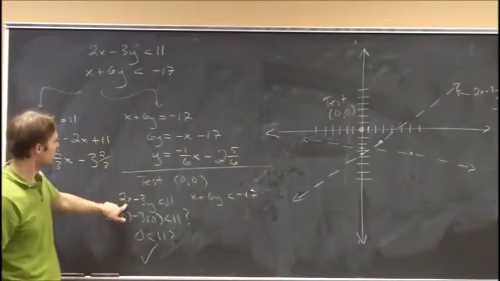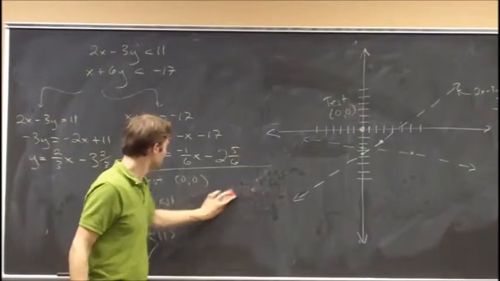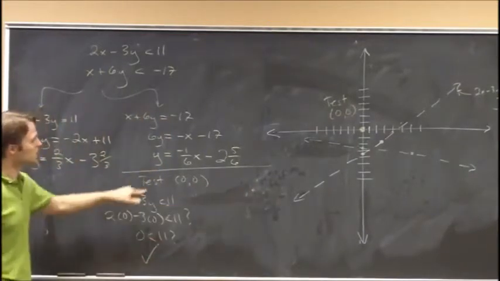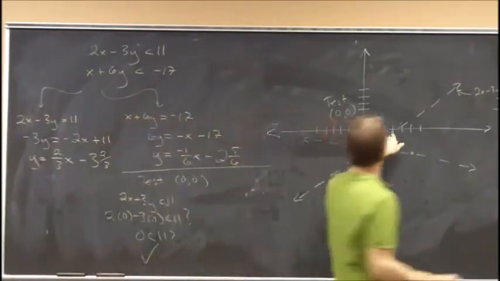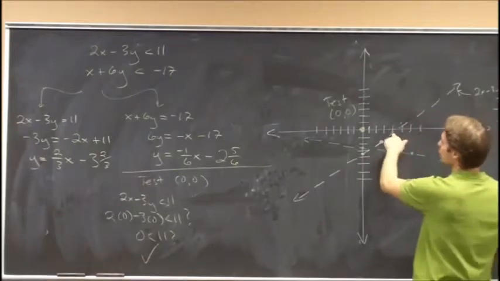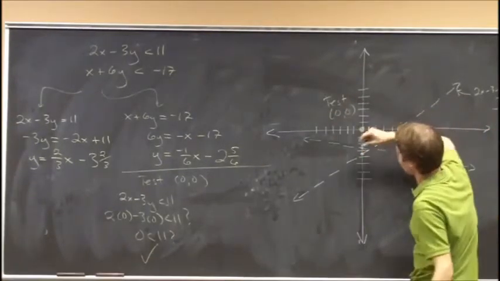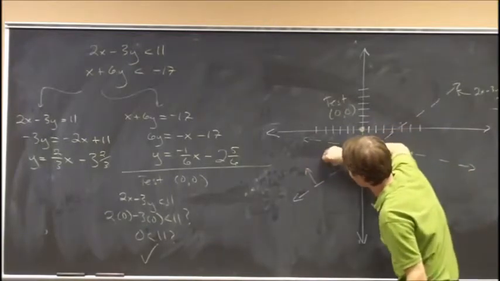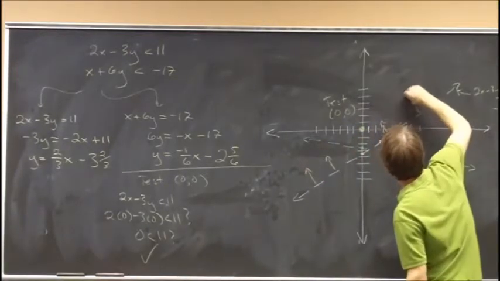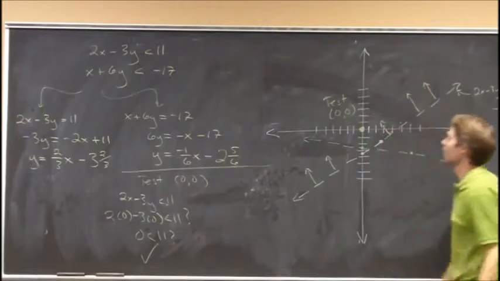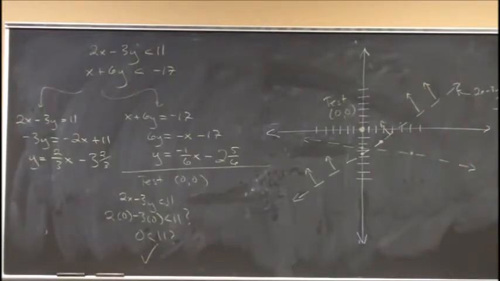So in my first inequality, the 2x minus 3y is less than 11, which is this line, 0 is true, so we should shade on this side of the line. So instead of shading, I'm just going to write myself some arrows here. This says, yeah, we're going to shade on that side of the line. That way we don't actually have to go through and shade quite as much.